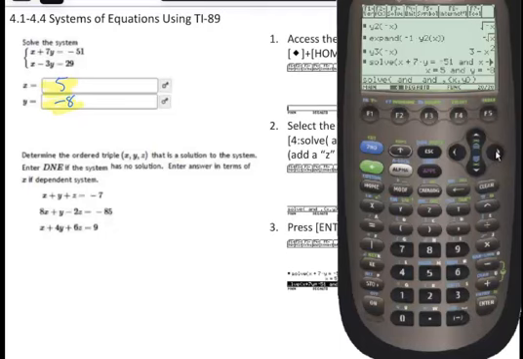And because I'm adding another variable, I need to change this. I'm going to deselect the alpha key and comma, and add Z as my third variable. Okay, and now I'm going to fill in the equations in each of these open spots. So I have x plus y plus z equals negative 7.